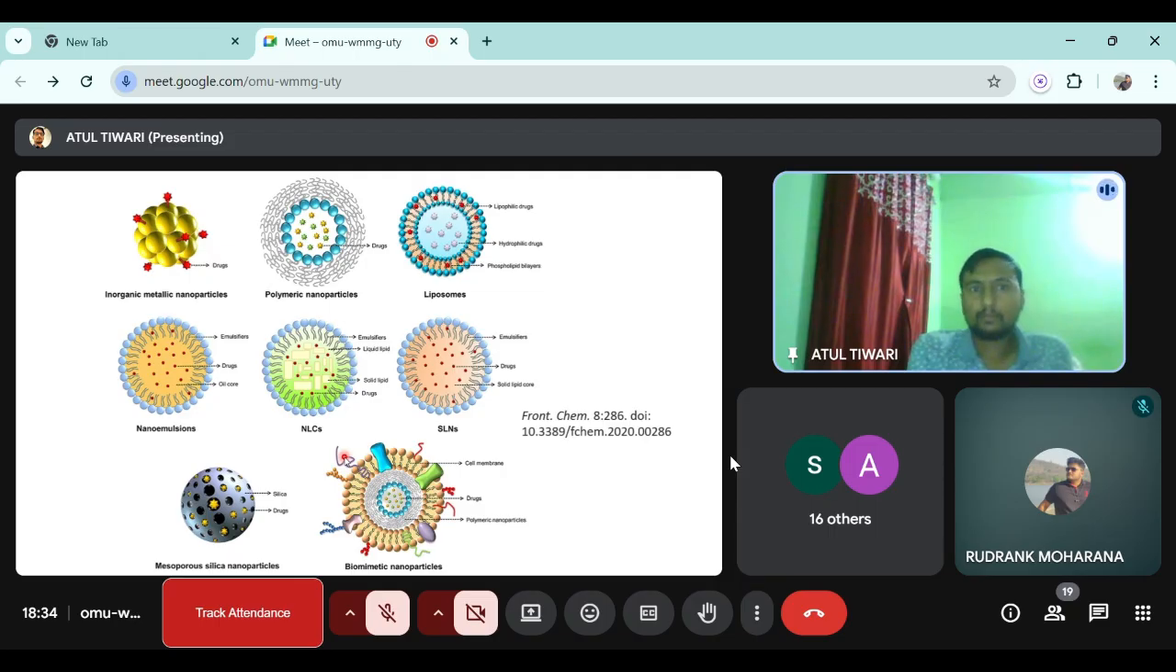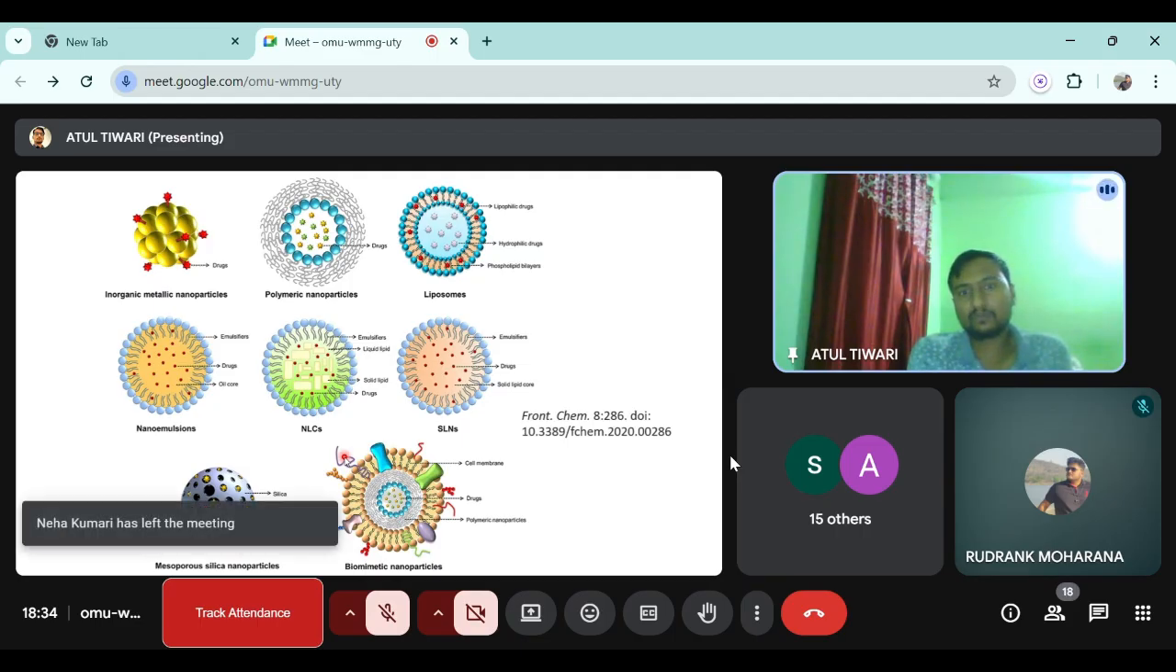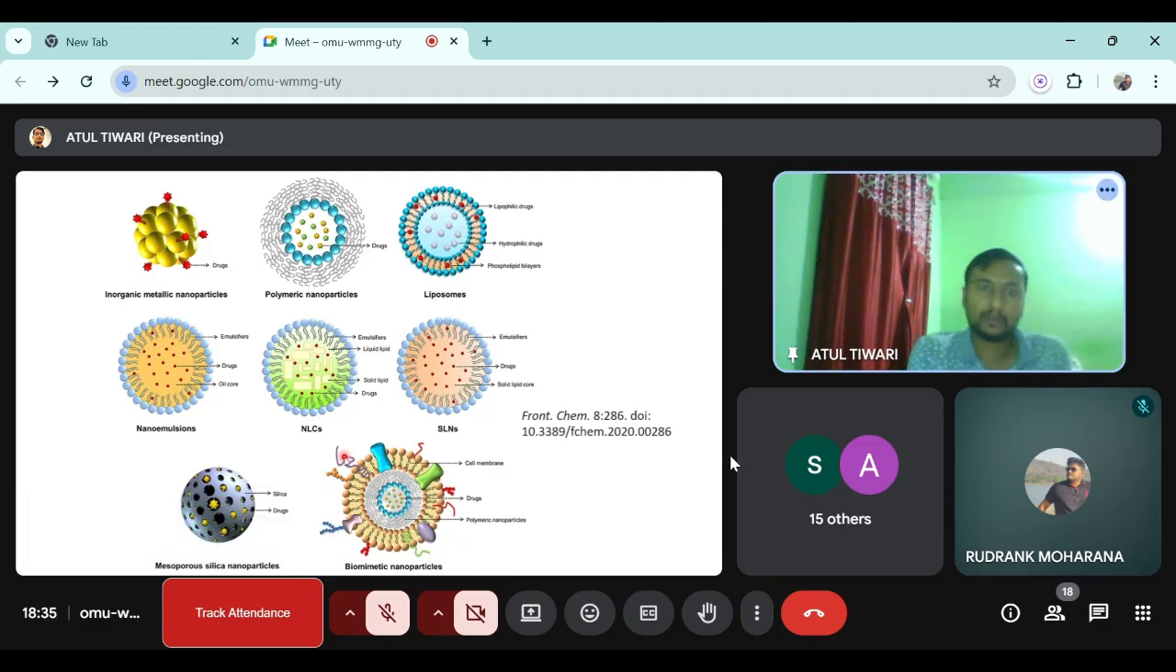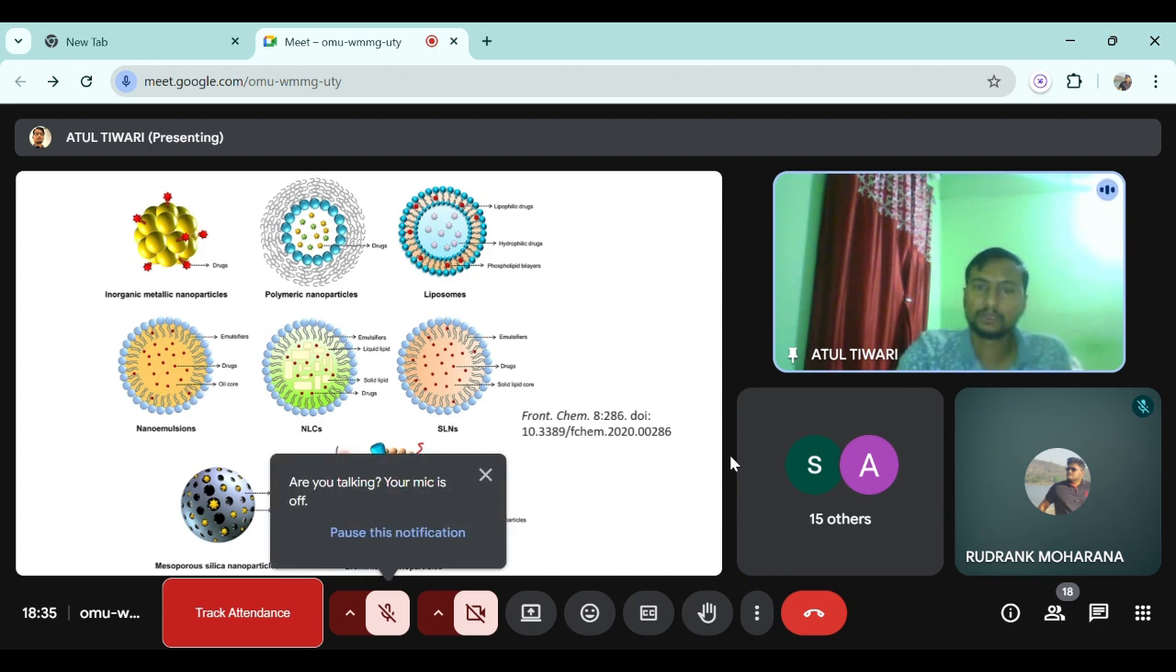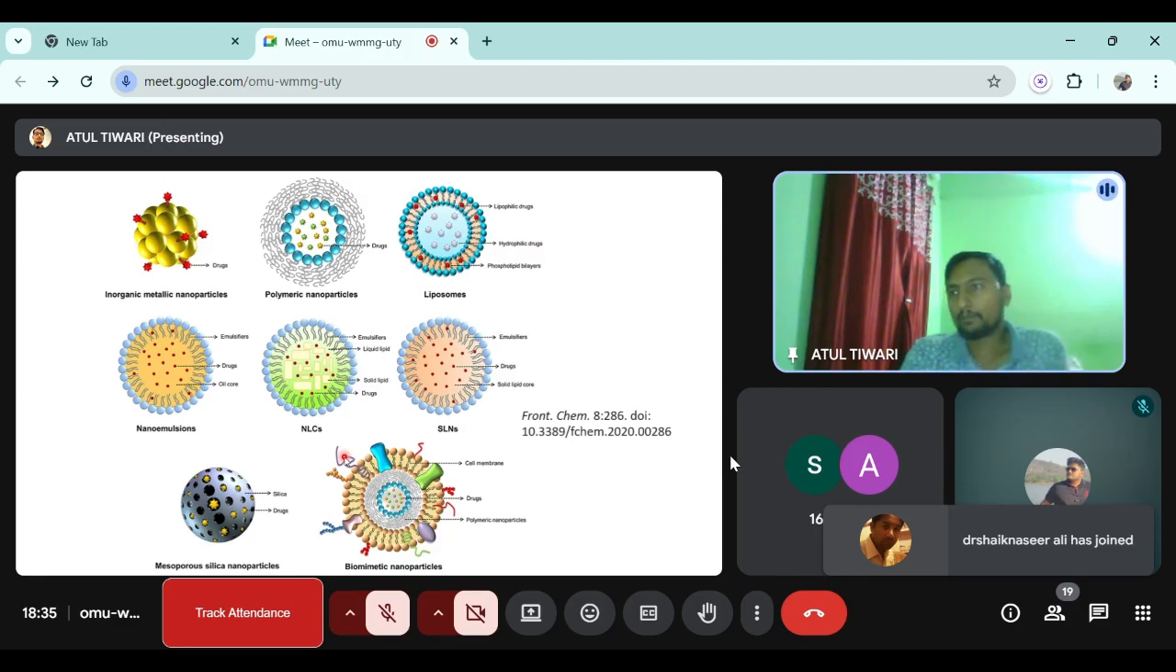Inorganic metallic nanoparticles are useful, and can deliver some pre-existing and traditional antibiotics. Polymeric nanoparticles, liposomes, nanoemulsions, NLCs, SLNs, mesoporous silica nanoparticles, and biomimetic nanoparticles can also be synthesized and loaded with a particular antibiotic to deliver inside the cytoplasm of a specific pathogen. These nanoparticles can retain the drug inside the cytoplasm, which makes it more likely that the delivered antibiotic interacts with its target site and inhibits the growth and proliferation of the specific pathogen.